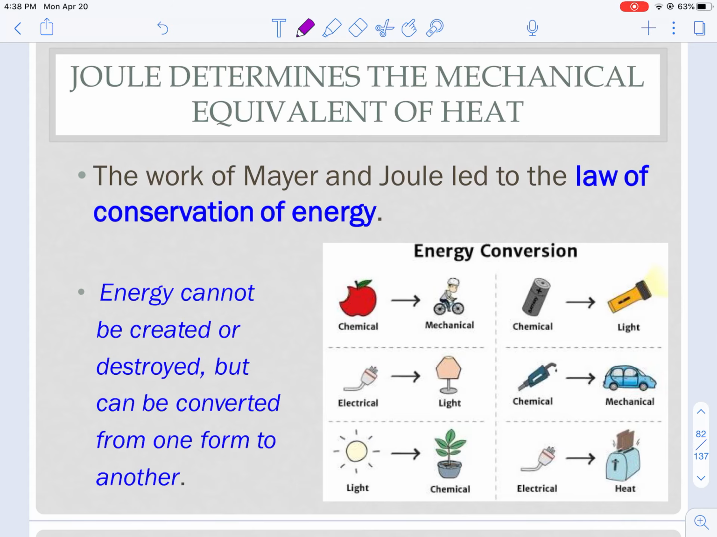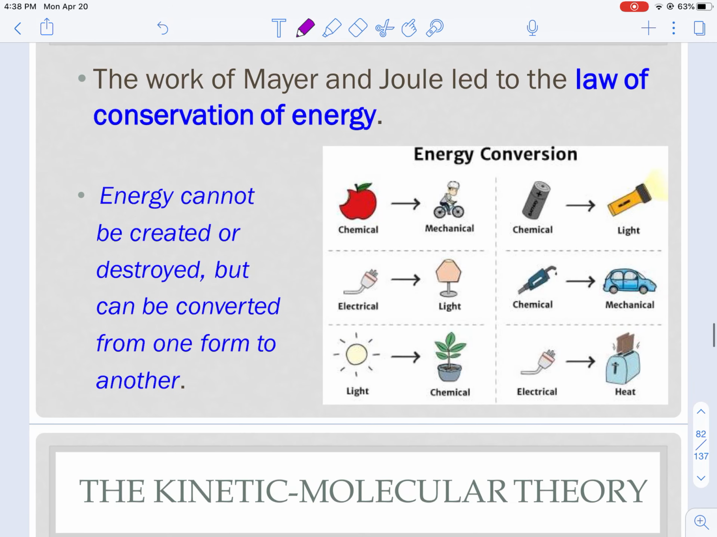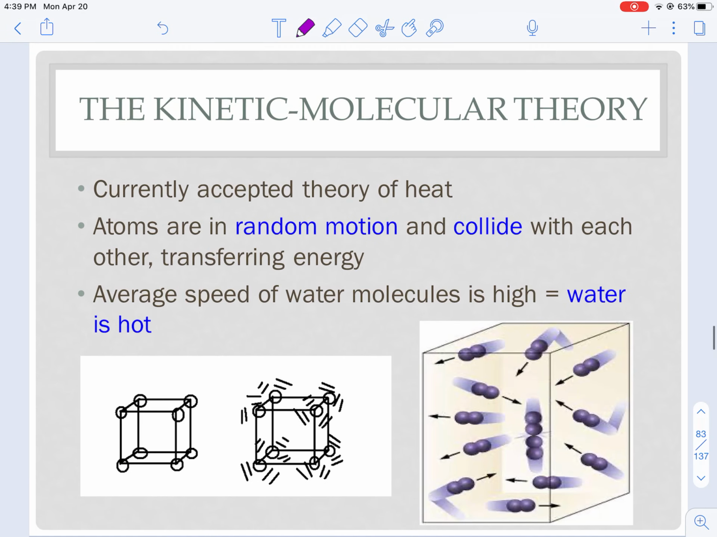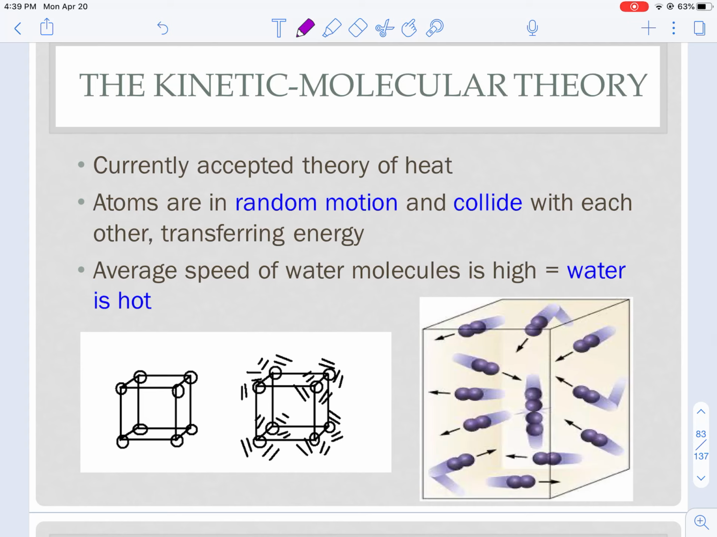Remember these two guys, Mayer and Joule? Well, what came from their work is the law of conservation of energy that you've heard of before, that energy can't be created or destroyed. However, we can change something like the food you eat into energy to move, or plug in anything electrical and you can turn it into light, maybe sound, maybe heat, like in a toaster. These are examples of how energy can be changed from one form to another.